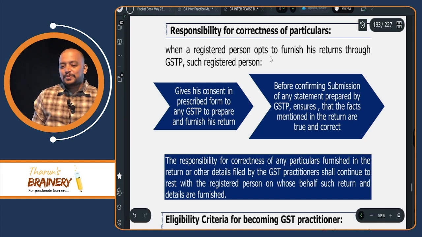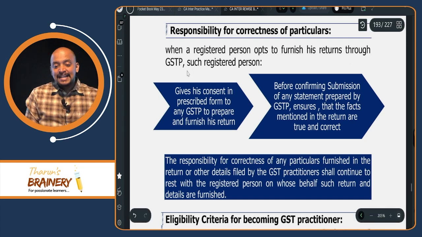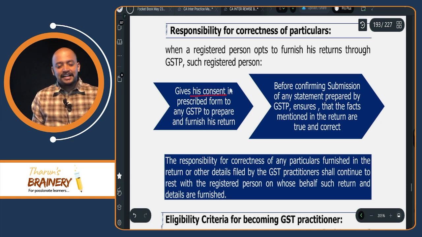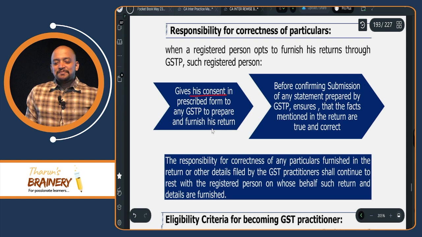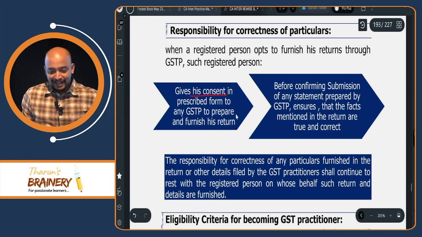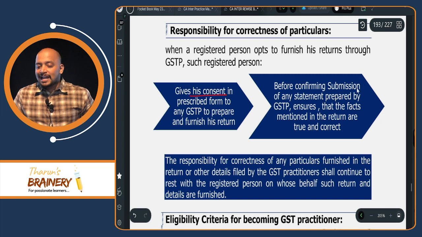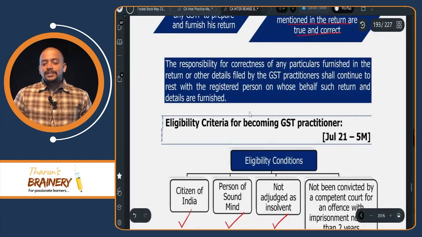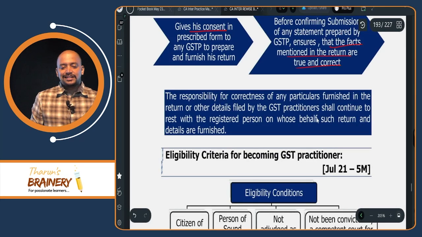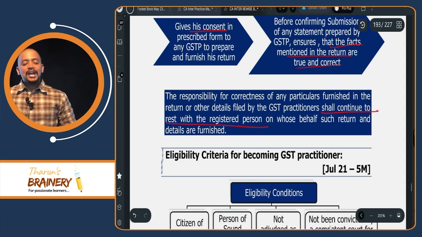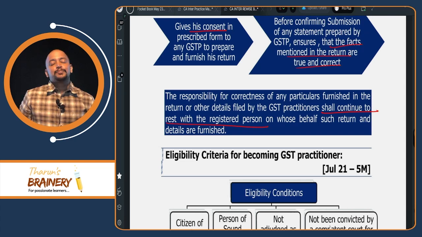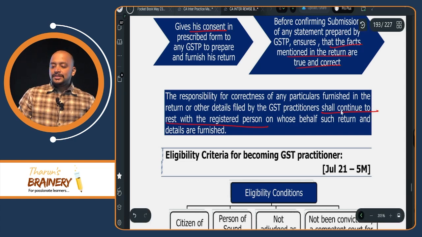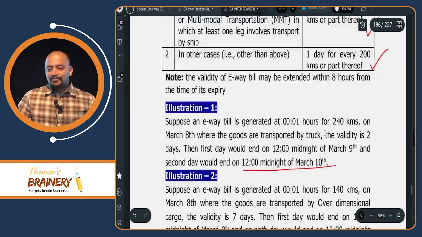When a registered person opts to furnish his return through a GSTP, such registered person gives his consent in the prescribed form to any GST return preparer before confirming any statement. So that person should ensure that the facts mentioned in the return are true and correct. The responsibility for correctness of any particulars furnished in the return shall continue to rest with the registered person on whose behalf such return is filed. Okay. So responsibility is on the registered person only. So with this, we completed the GST part fully.